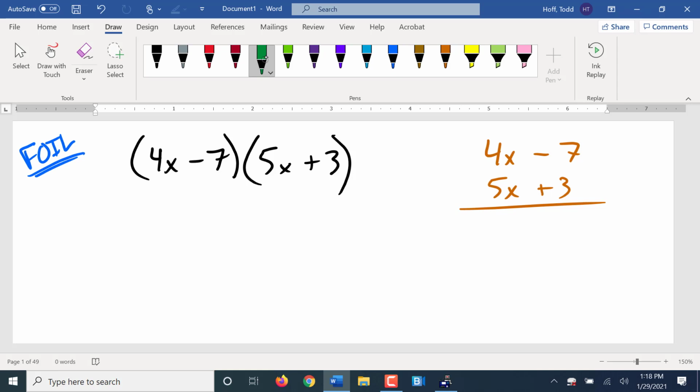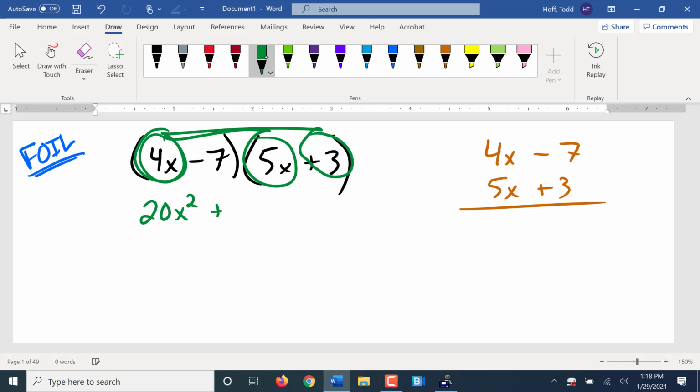Anyway, the F stands for the first digit of each number. What's 4x times 5x? 20x squared. O stands for outside, so that's the 4x times the 3, which is 12x. And it's a positive, so I put the plus in front of it. I stands for inside or inner, so I would do the inside numbers. The negative 7 times 5x is negative 35x. Now, since that's also an x, I'm going to put it under the 12x, so we remember to combine those.